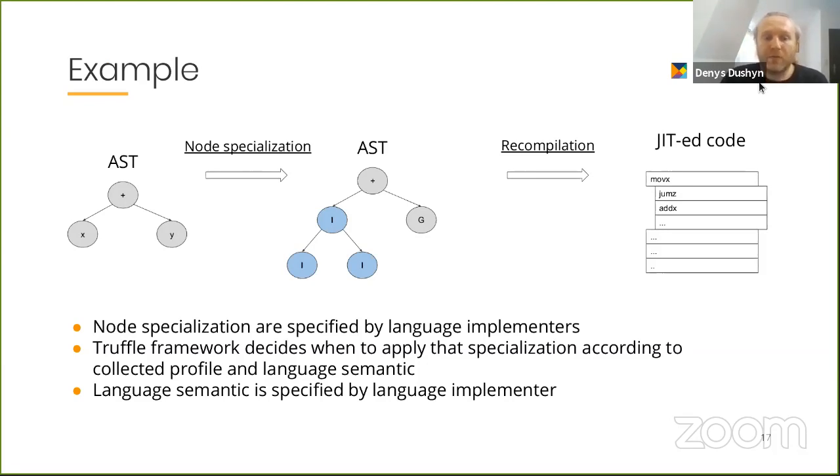And the Truffle framework will decide during the interpretation when to apply the specializations according to the collected profile and also according to language semantics, because at the language level it's possible to do all operations by the language implementers. So language semantics is also specified by language implementers.